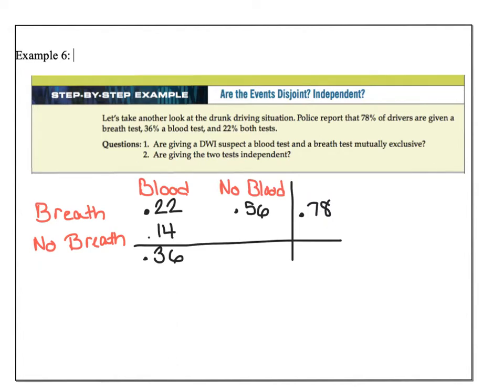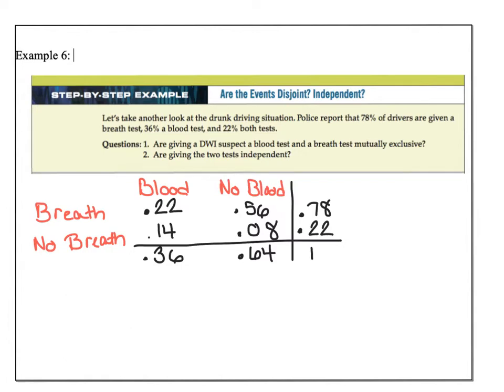And what else do I know? Well, my probabilities have to add to 1, so that means 0.22 is remaining here. And this would be 0.64. So then I'm going to subtract 0.64 minus 0.56 to get 0.08 for right here. That would be the probability of no blood and no breath test. So now let's answer the questions.